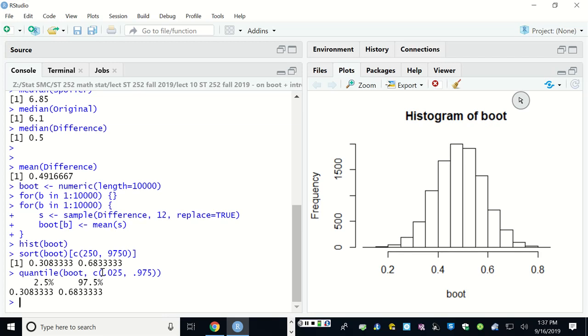So it makes some difference. It's not zero. It makes some difference in these ratings. Okay?